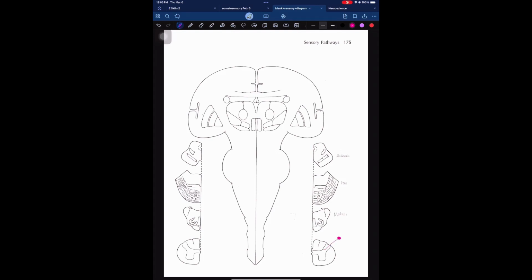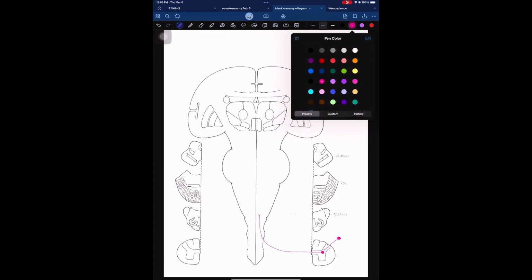The second neuron ascends the spinal cord in the cuneate or gracile fascicles of the dorsal column. Which fascicle is dependent on where the neuron enters the spinal cord. If the neuron enters the spinal cord below the T6 level, it will ascend a gracile fascicle. If it enters the spinal cord above the T6 level, it will ascend a cuneate fascicle.